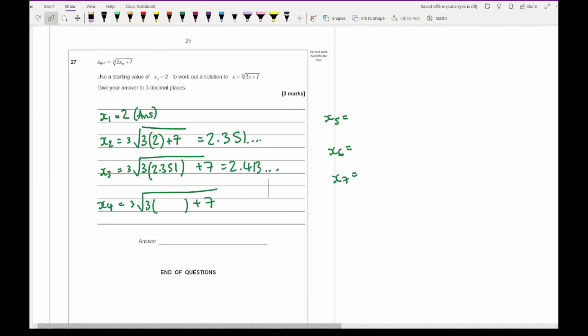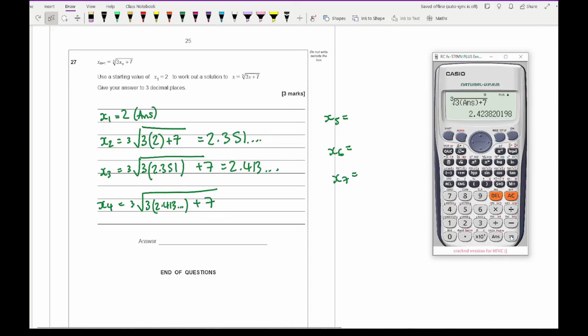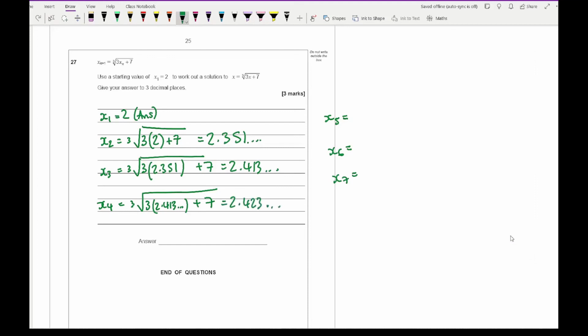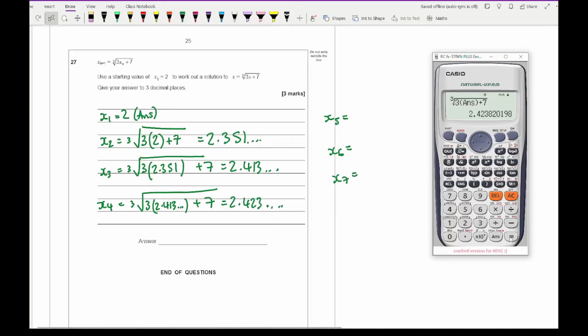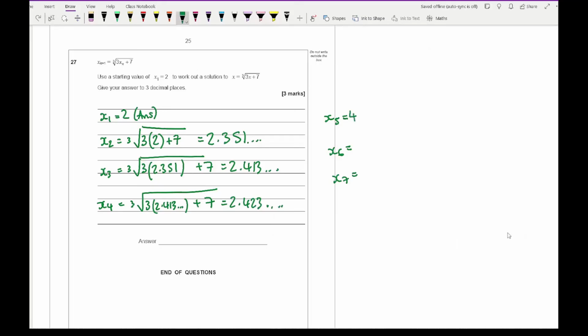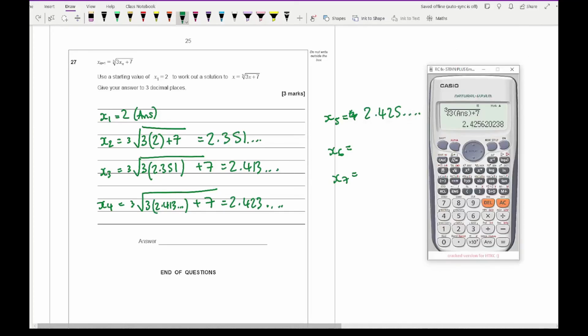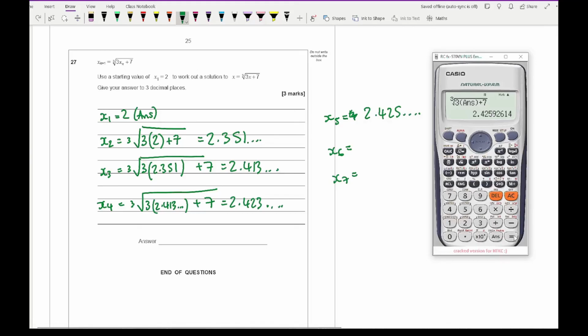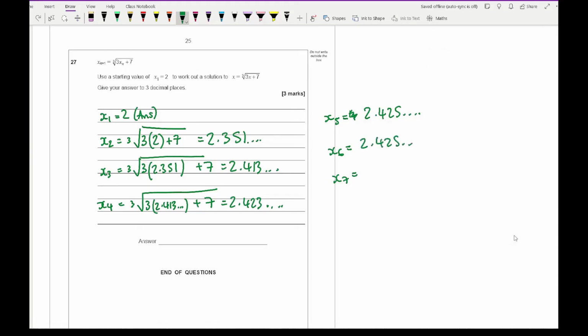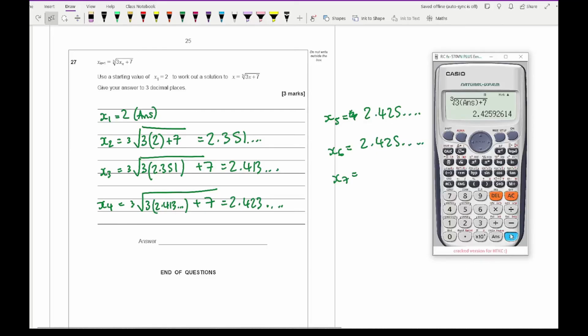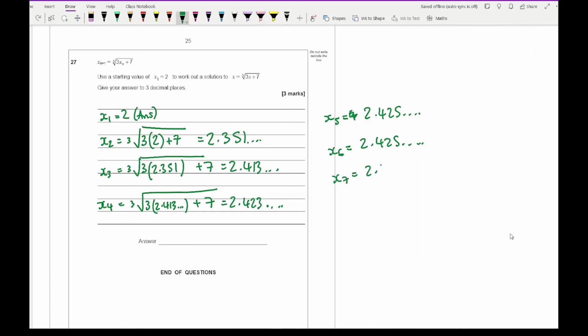And what I'm looking for is where, to 3 decimal places, the number does not change. So here I'm pressing 2.413 and then pressing equals again. I've got 2.423, and then after that I'm just going to keep pressing equals. So I've got 2.425, and x6 would be 2.425, and then the 7th number again 2.425, so 2.425.